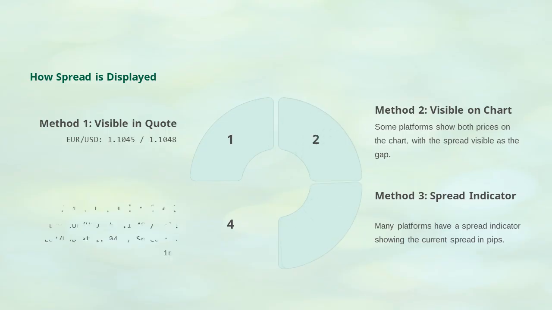Method 4. Order ticket. When you go to place a trade, the order ticket will show you the current bid and ask, and often displays the spread explicitly. On some trading platforms, you'll find the spread displayed clearly in all these locations. There's no guesswork. You know exactly what you're paying before you click the button.